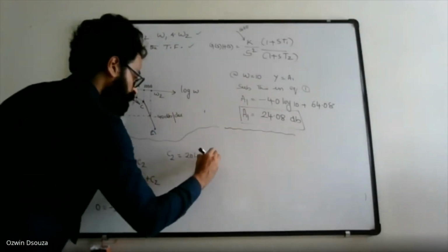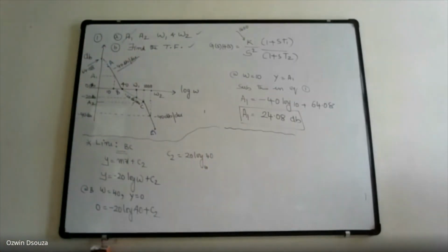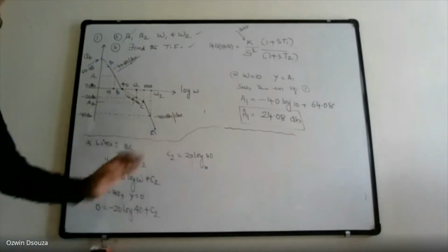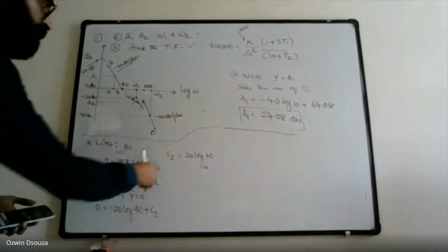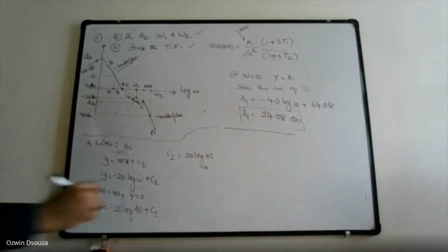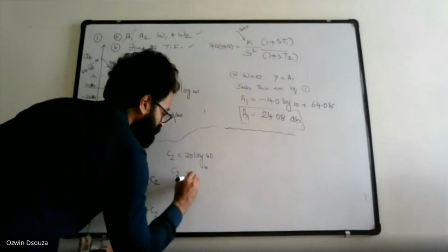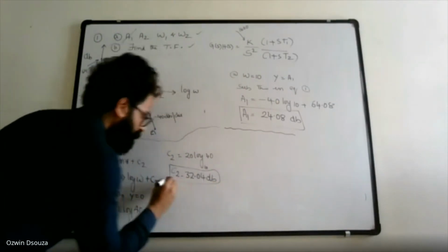20 log 40. Remember one thing, the logarithmic base is 10, because there are two logarithms, natural logarithm or ln, or logarithm base 10. So this is log 10. So 20 log 40 you are supposed to find out. So how much do we get? 20 log 40. We get C2 as 32.04 decibels. Keep it in a box.